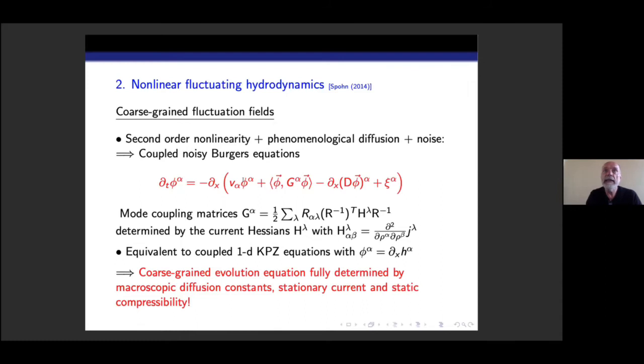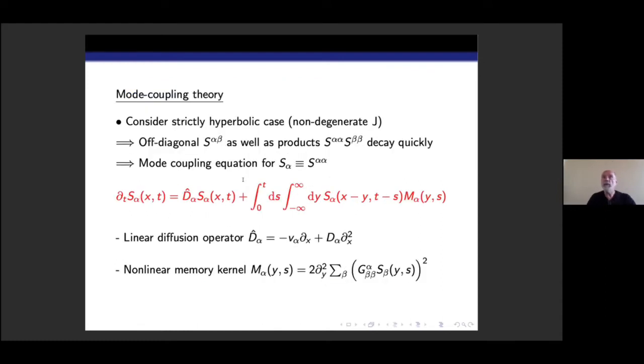it's still not so easy to get information from it. And one approach that has been used is mode coupling theory. So let us look at the case where all these drift velocities of the fields are different, because then these off-diagonal elements of the structure function will decay very quickly, and also these products of different self-couplings, and we basically end up with a mode coupling equation for just the correlation of a field with itself.